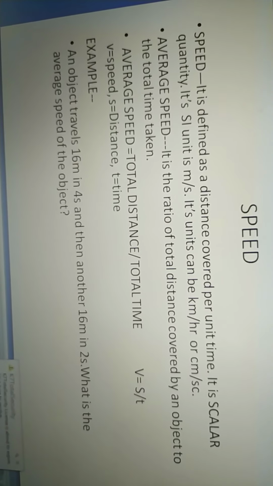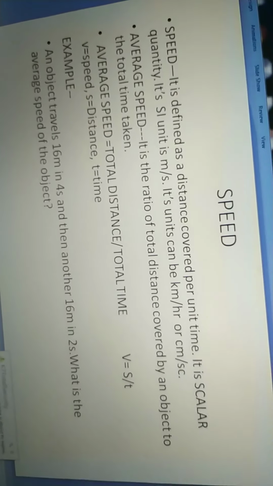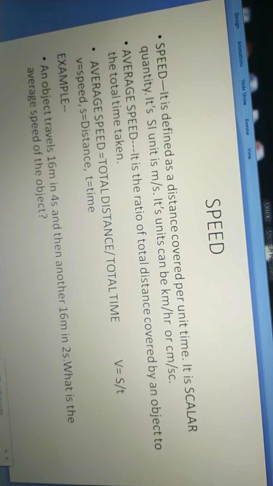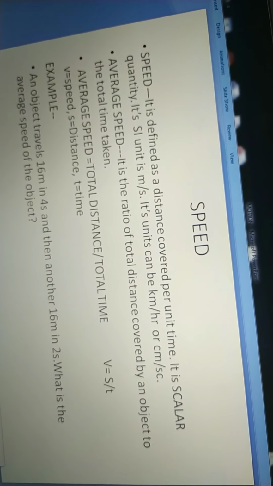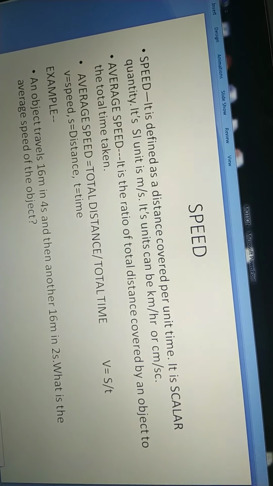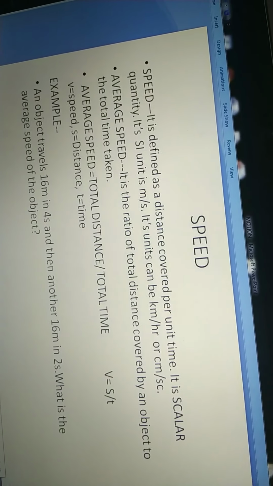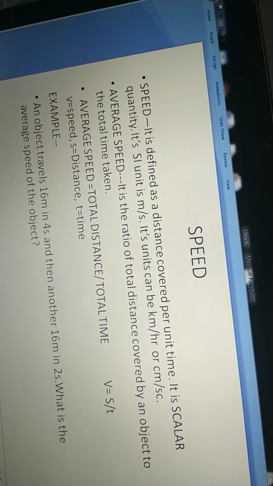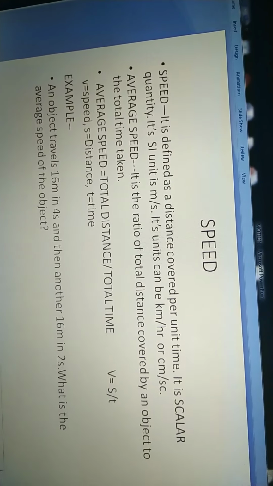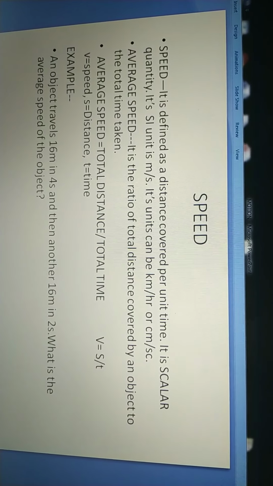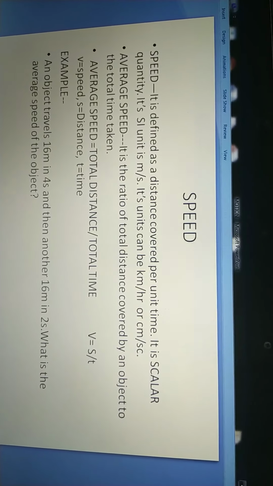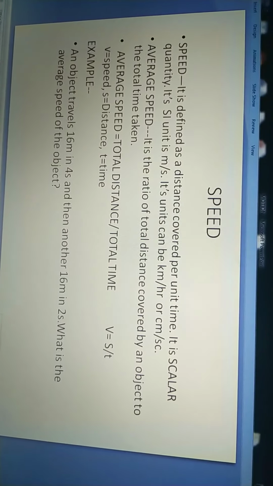Children, one of the ways of measuring the rate of motion of an object is to find out the distance traveled by the object in unit time. And this distance traveled by the object per unit time is known as speed.